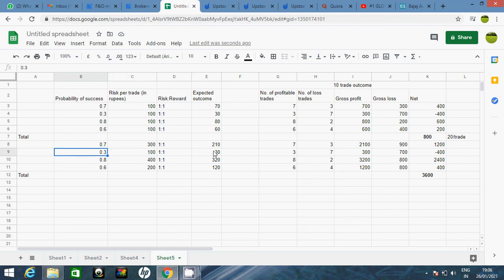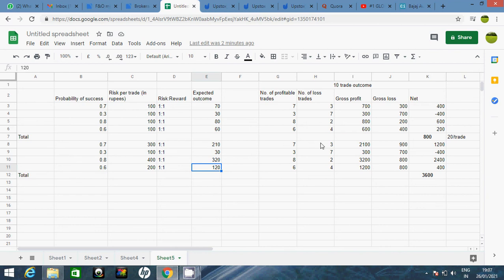So basically we are losing less when we have low probability of success, and we are making more when we have high probability of success. 400 into 0.8 is 320, and 200 into 0.6 is 120. So if we take 10 trades for each of these systems, again the number of profitable and loss trades will be the same. So for this system we had 7 profitable, 3 loss. Again for this system we will be having 7 profitable and 3 loss making trades.